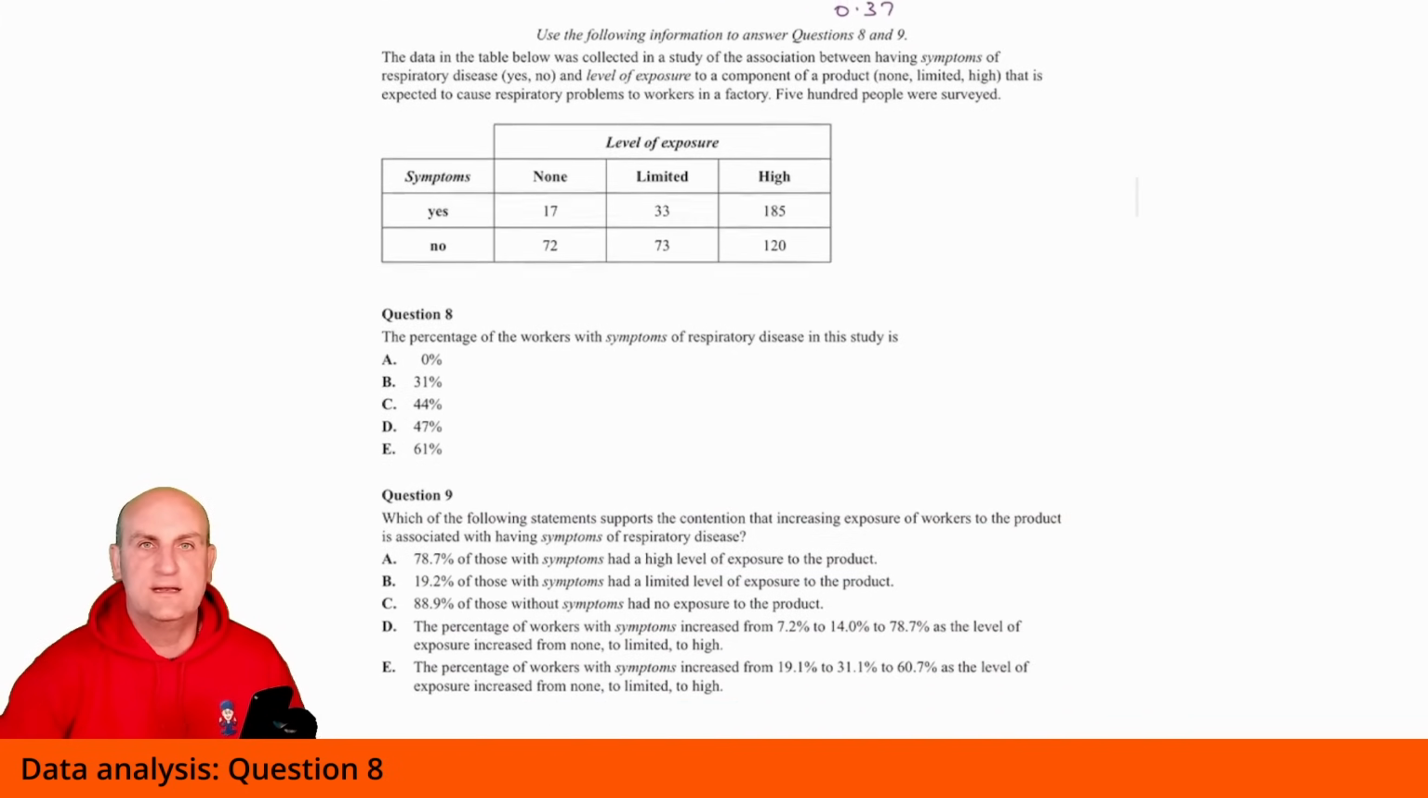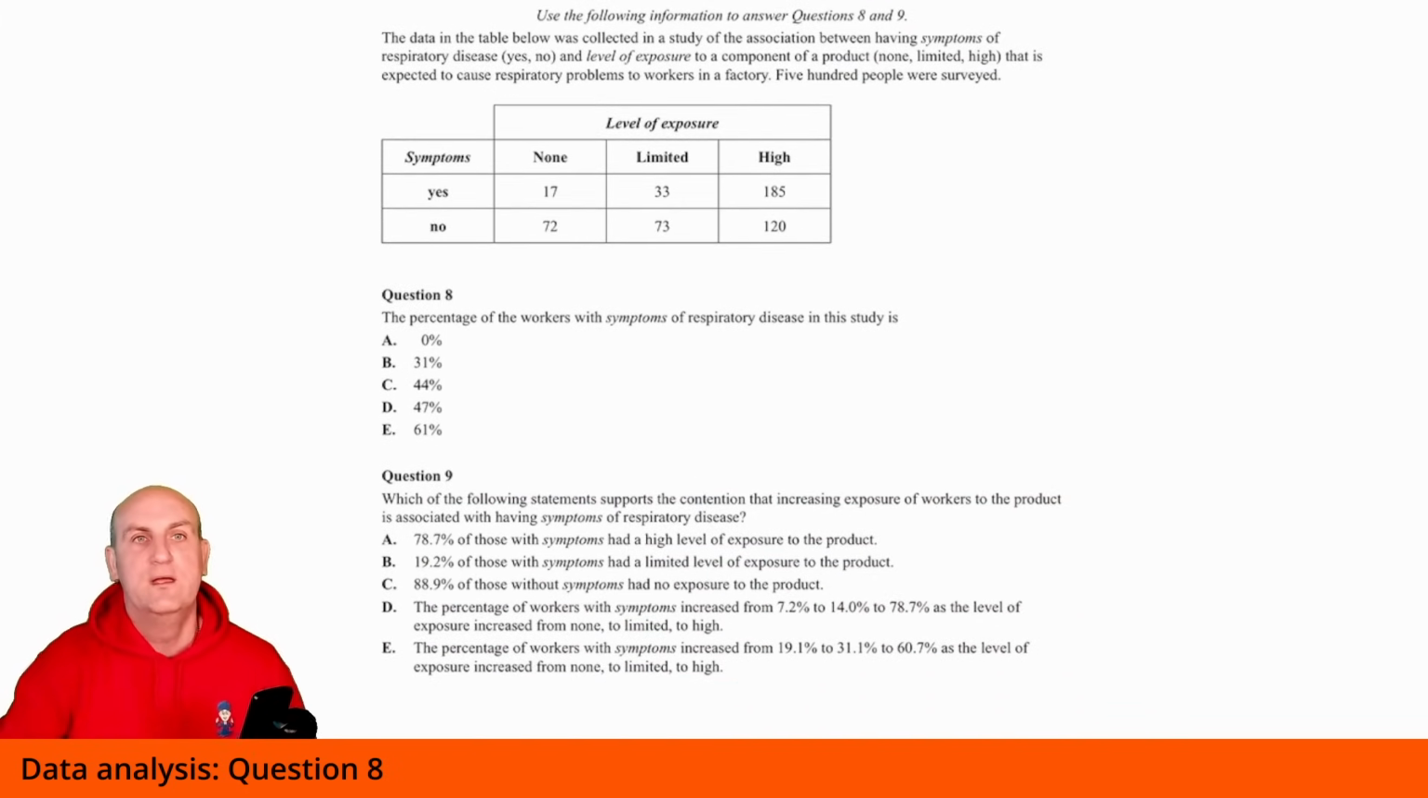Oh, the data in the table below was collected in a study of the association between having symptoms of respiratory disease, yes or no, and level of exposure to the component of a product in unlimited height that is expected to cause respiratory problems. 500 people were surveyed. Good. The percentage of workers with symptoms of respiratory disease in this study is the percentage of workers with symptoms of respiratory disease. So symptoms, yes. The percentage of the workers with symptoms of respiratory disease in this study is, all right, so we got all of these workers have symptoms of respiratory disease.